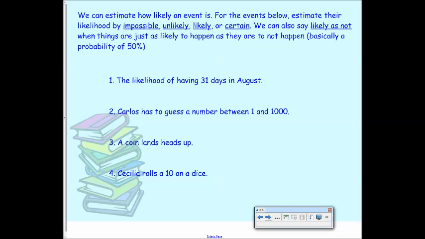Certain. Why? Because there are 31 days in August. So no matter what, there will be 31 days. Okay? So yeah, I know. So there are 31 days. I had to count it in my head during the last class.